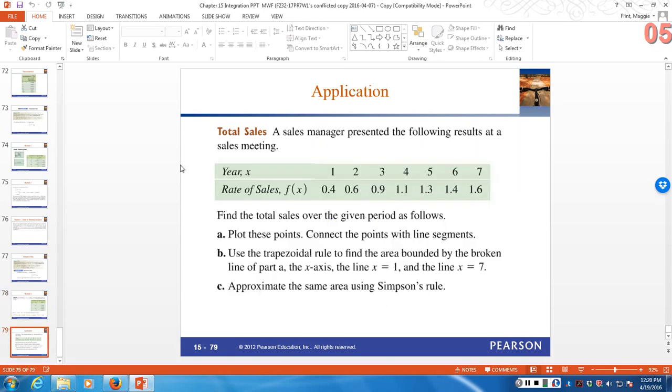The only reason I covered this section is because I wanted us to do an application problem where it actually had some meaning. What does the area under the curve actually mean in calculus? So we have a sales manager, and he has these results. Total sales over the given period says that you would need to plot those points.